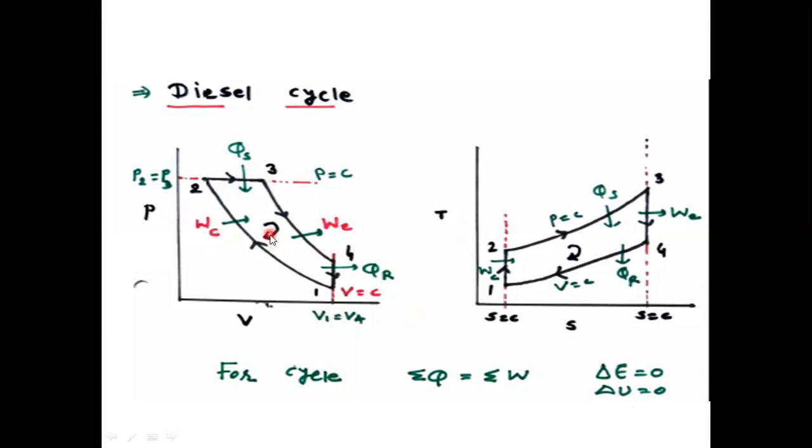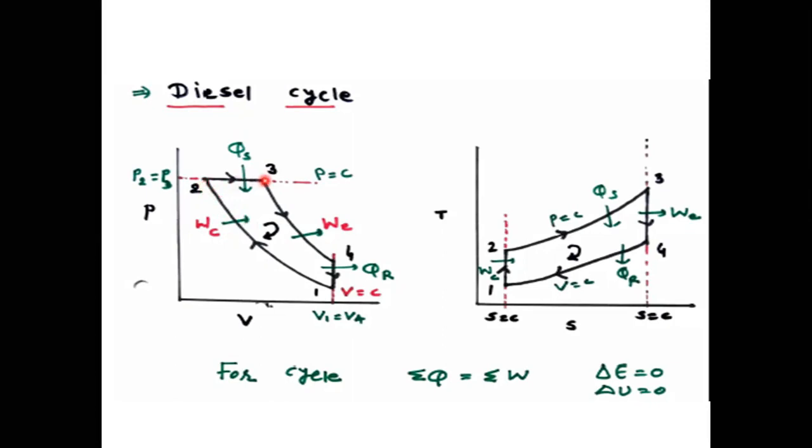There are four processes of the diesel cycle. Process 1 to 2 is a reversible isentropic process. You can see here on the TS diagram, and it's a compression process. So 1 to 2 is a reversible isentropic process plus compression process. Reversible isentropic process means it's an adiabatic process, and compression work is done on the cycle during this process.